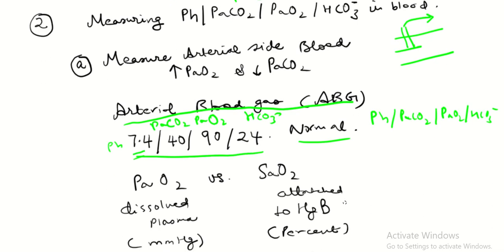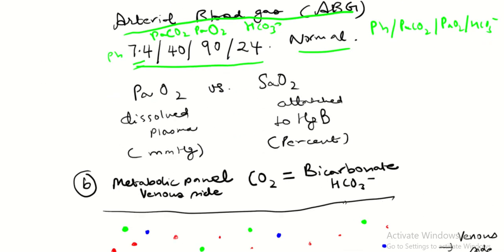Or what I can also do is draw blood on the venous side, in a vein, and on that, the CO2 will give me bicarb.